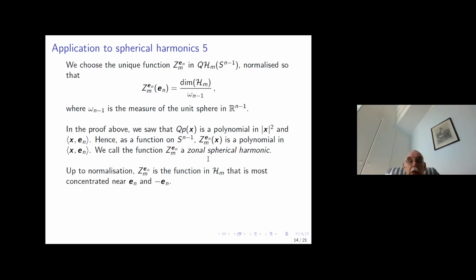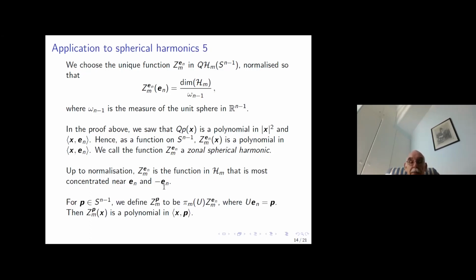I say up to normalization, this is the function in H_m that is most concentrated near e_n and near minus e_n. Because I'm dealing with homogeneous polynomials, they're always either odd or even. And so if it's not 0 at e_n, it's also not 0 at minus e_n. That has to be true.